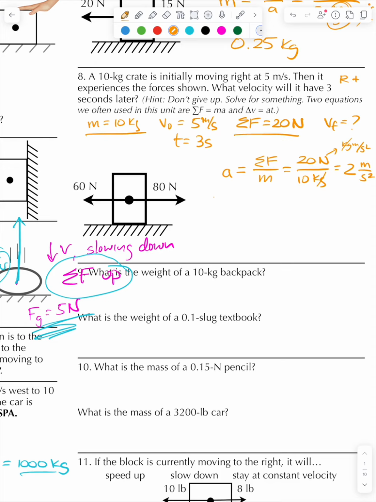Well, think of another equation we have. We have delta V equals AT. We have A that we just solved for. We have T. So what can we solve for? Delta V. Let's do it. Who knows where it's going to lead? But let me just get some partial credit. So the acceleration is 2 meters per second squared.